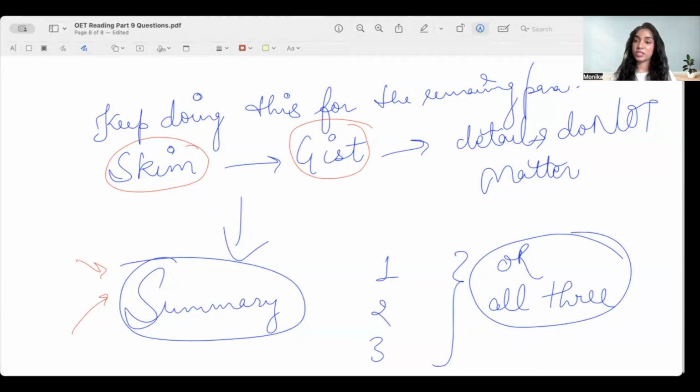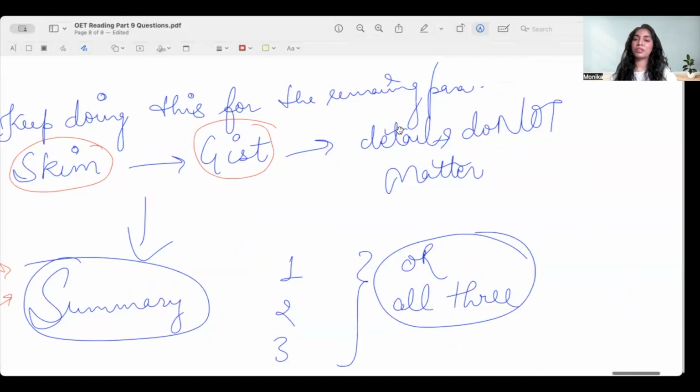You are supposed to skim here because details you will not be able to remember. You will not be able to retain that information here. So that's not required. If you're able to summarize, you're good to go. If you're not able to summarize, go back. You're doing something wrong with your reading technique. Coming back to this, skim, gist. Remember, details don't matter. If there is any detail, you can always go back and confirm, but gist is what we are looking for.